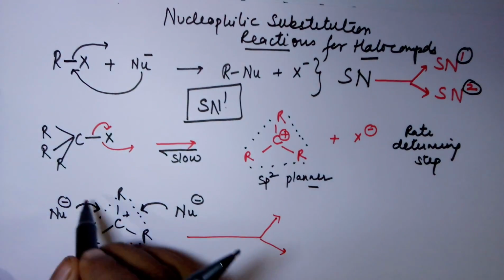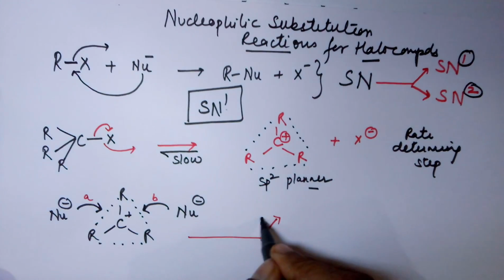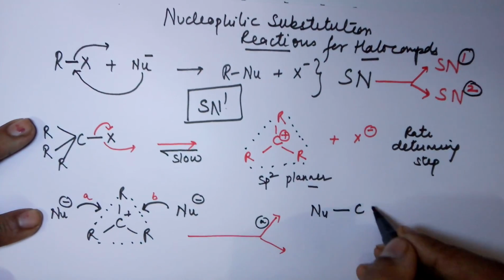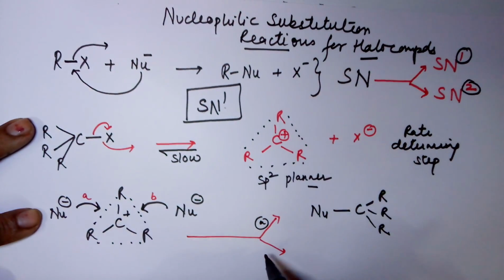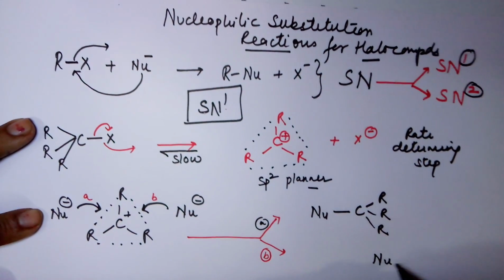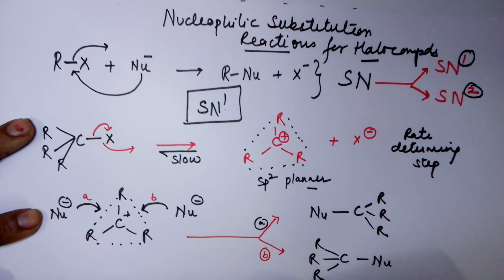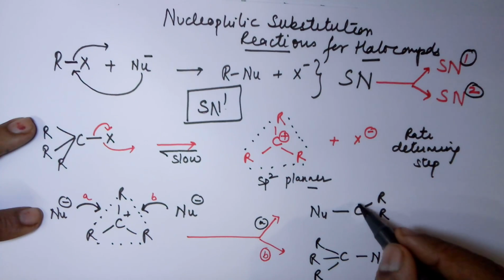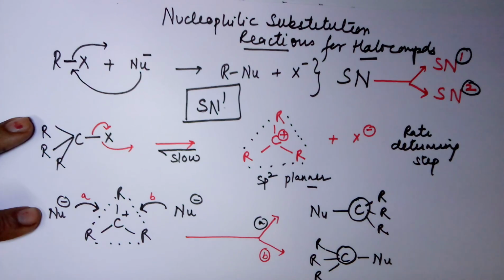Let me take this as route A and this as route B. If route A is followed, then I would end up with the nucleophile on this side, and the carbon with 3 R groups. While if route B is followed, then the nucleophile is attacking from this side and you have the 3 R groups like this, which means your two products are similar with respect to the bonds around the carbon, but their orientation in space is different.